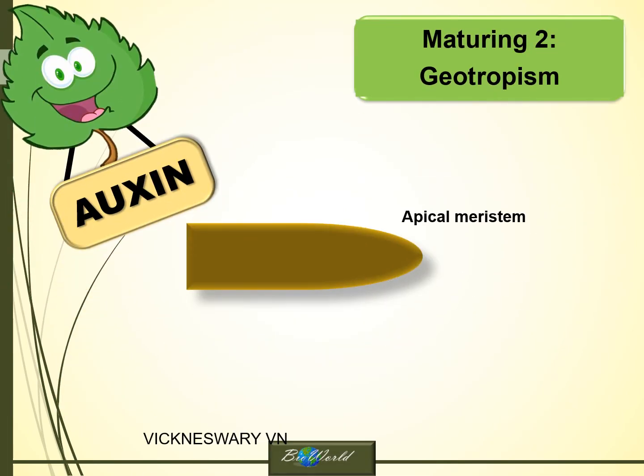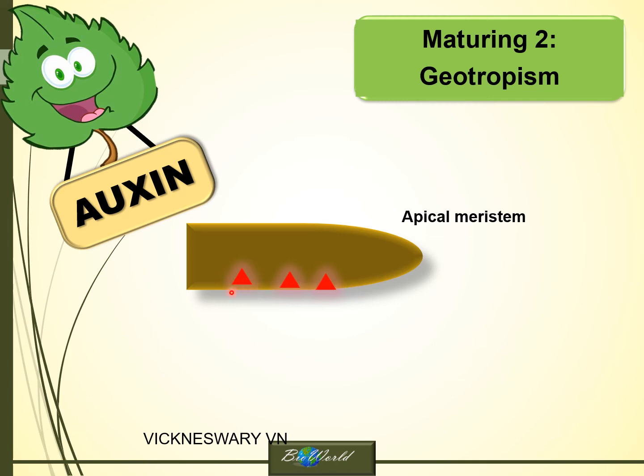Let's talk about geotropism. Geotropism is related to the root. Phototropism was about the shoot. Geotropism is about the root. So the root also has an apical meristem where auxin is synthesized. Okay, now because of gravity, the auxin will sort of collect or accumulate at the base of the root.